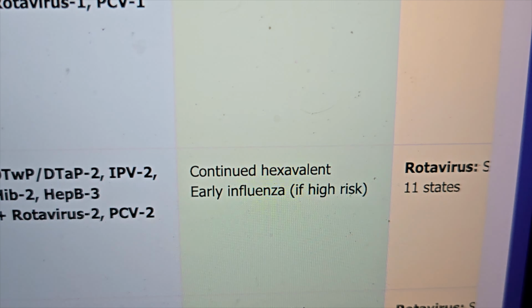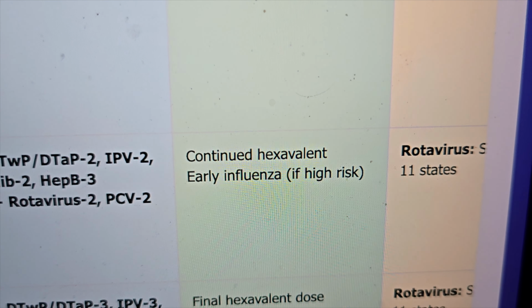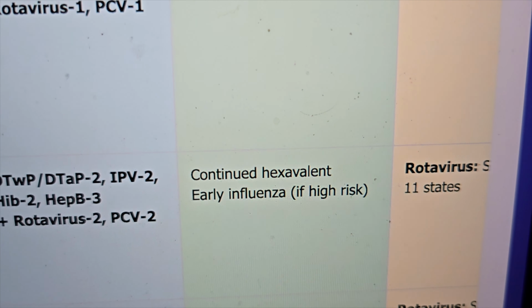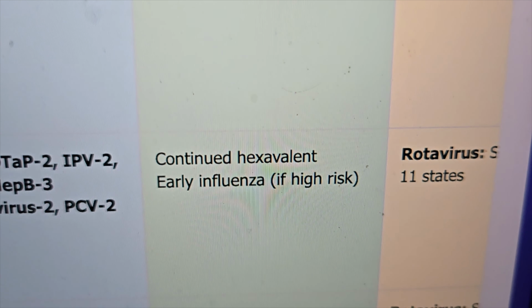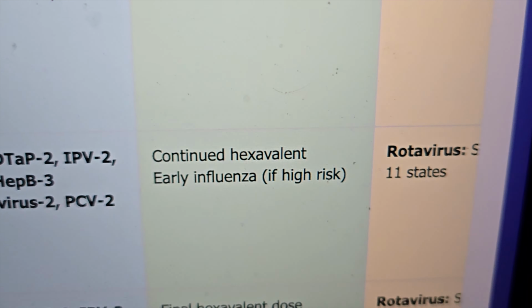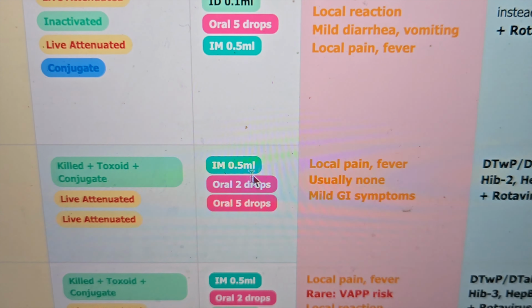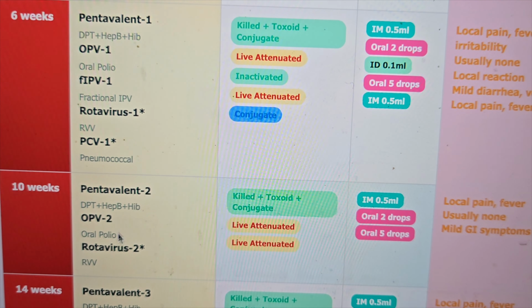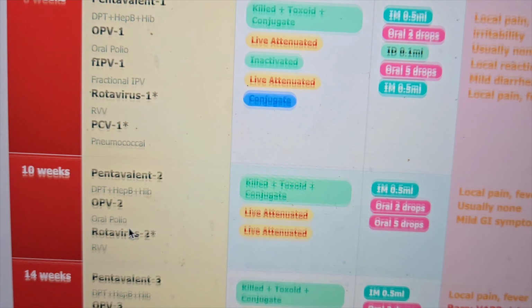And the optional vaccine is the same continued hexavalent. Also, during the 10th week, you can include the early influenza vaccine if it is a high risk group. So, the only thing is fractional IPV and PCV1 are not there in the 10th week.